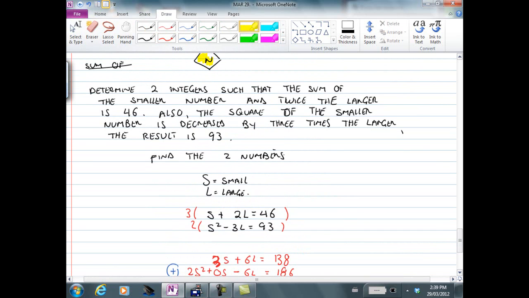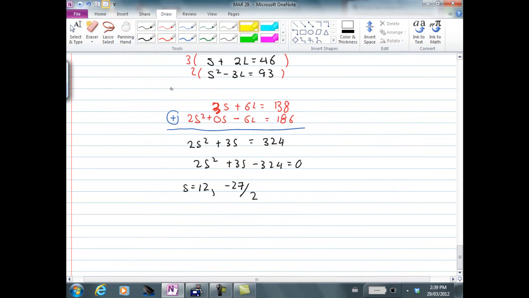So now I'm going to cross this out, reject. So basically, this becomes S equals 12, sub it in, and you should get L equals 17. And your two numbers are 12 and 17. That's all there is to it.